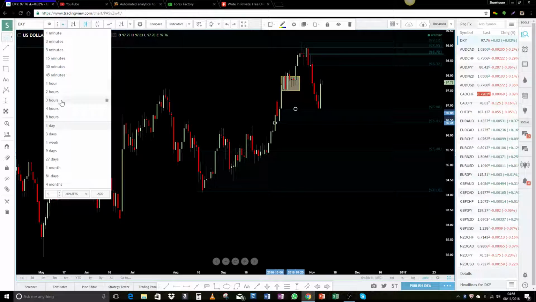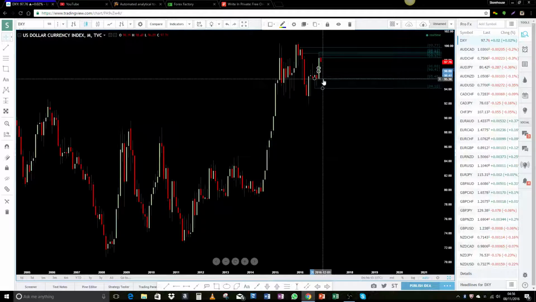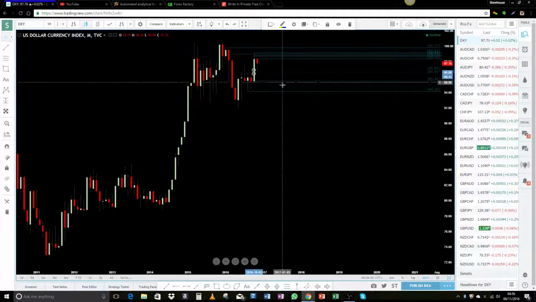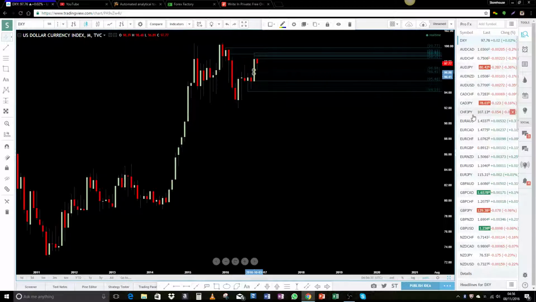On the monthly chart, it's actually closer to supply. That's right, it's reacting off of monthly supply. So it'll be interesting to see which way the dollar goes, and whichever way the dollar goes, it's likely things like the euro will go the opposite, the yen will go the opposite, because they're all dollar based.